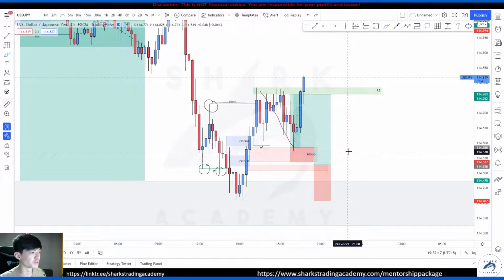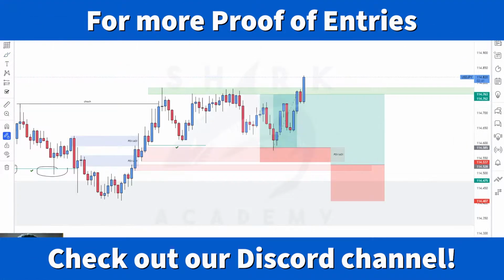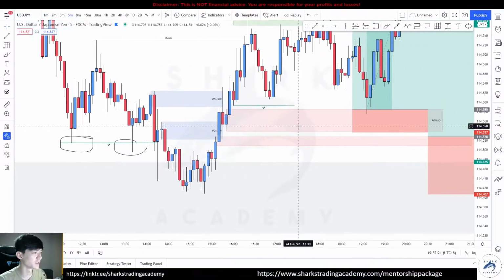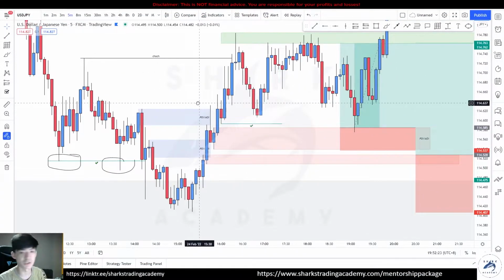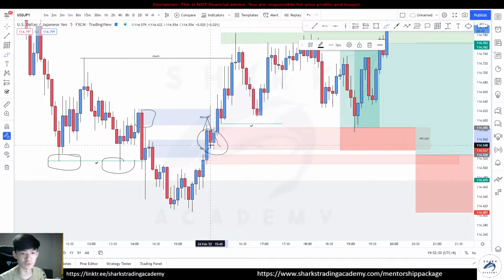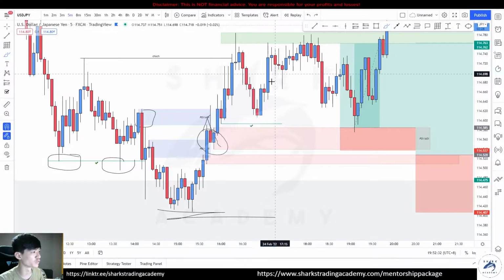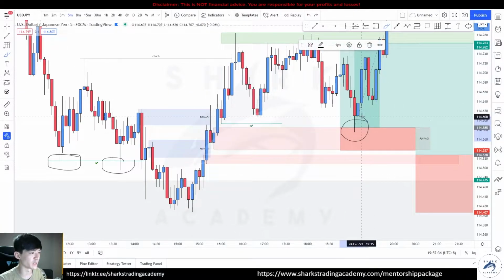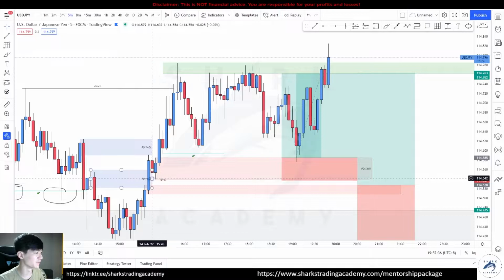This is where we got our entry. Alright, and this is a 5 minutes demand. Can you see this is a 5 minutes demand? And this isn't just any demand. This demand actually reacted off a supply zone. And this failed to create a lower low and broke structure. Right? And this is where we had our entry. Stop loss beneath this demand.